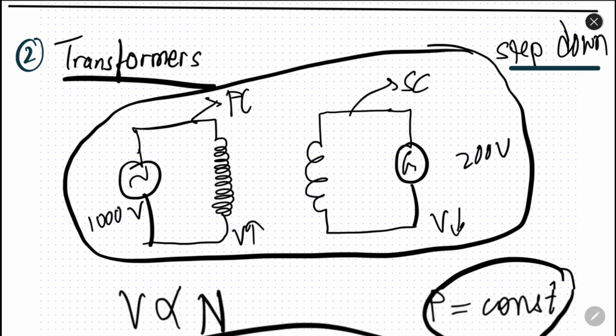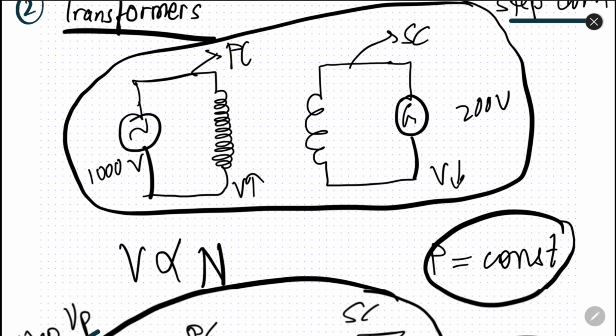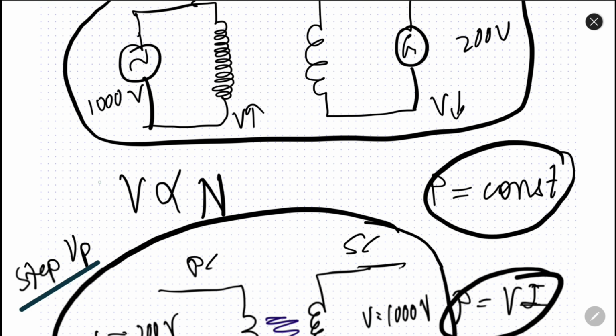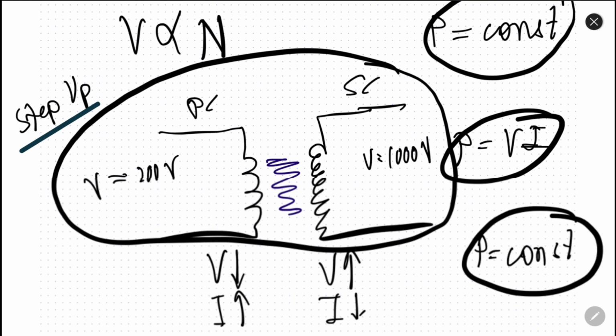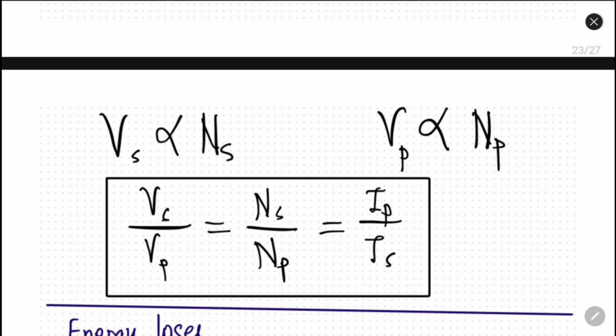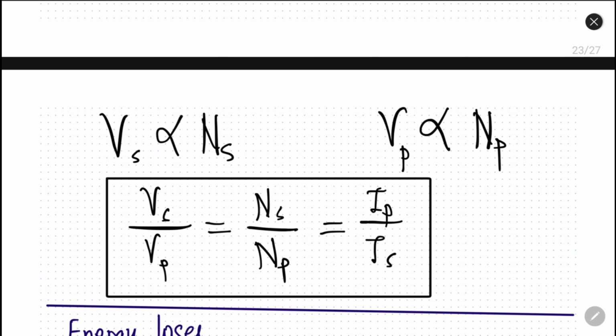So the working is quite simple. The coil having more turns will have more voltage, so voltage is proportional to the number of turns. So voltage in the primary coil is proportional to the number of turns in the primary coil, and voltage in the secondary coil is proportional to the number of turns in the secondary coil. So this is the ratio.